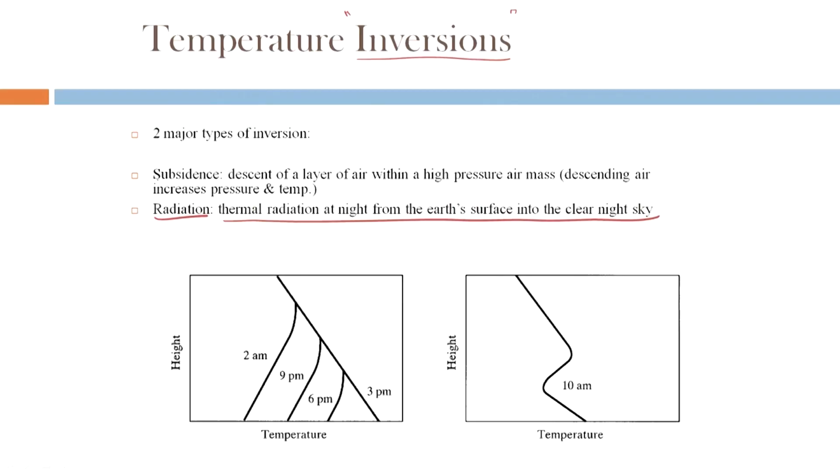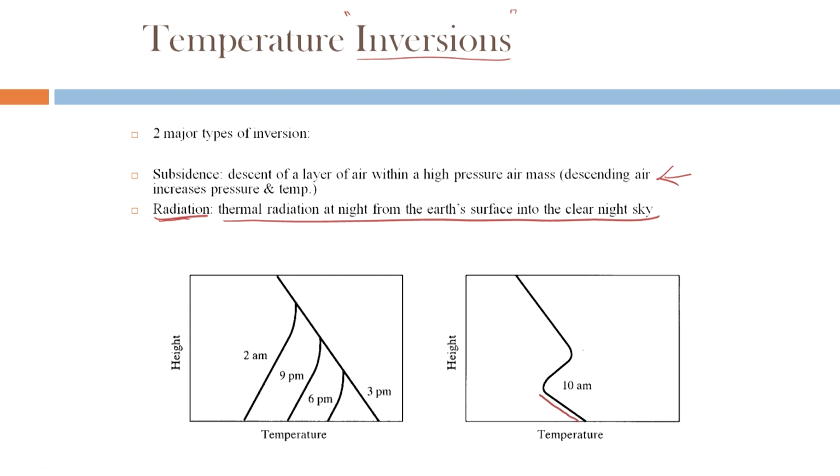The other one is subsidence inversion, which is the case when we have a layer of air descending within a high pressure air mass. Descending air increases in pressure and temperature. But this is at relatively higher altitudes; typically we are concerned with radiation inversion out here.